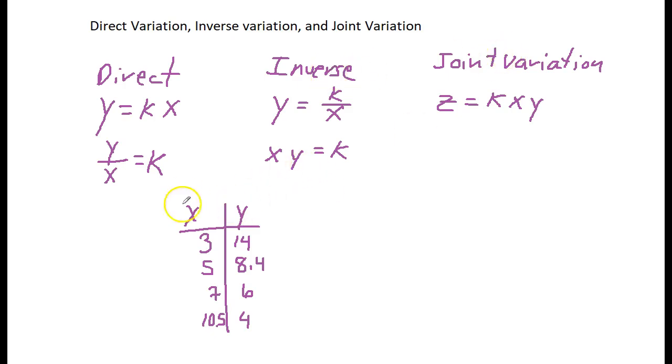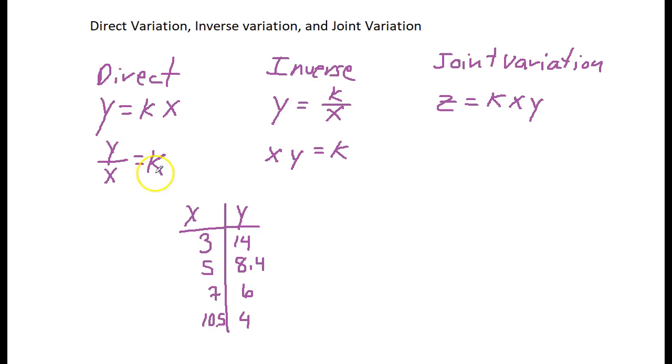We are told to test whether we have direct variation or inverse variation. Why not joint? Only 2 variables. That's why. If you look at where x and y are on the same side of the equal sign, if you divide y divided by x and you get the same number every time, then you would have direct variation. If you multiply the x times the y and you get the same number every time, then you would have inverse variation. And if neither one of those work, then you have neither.